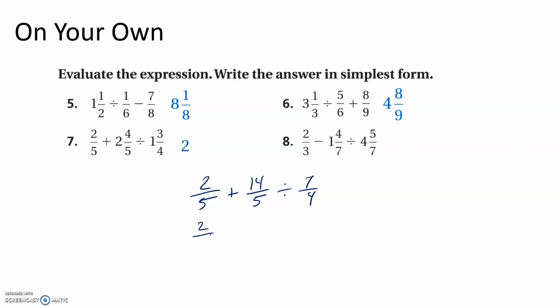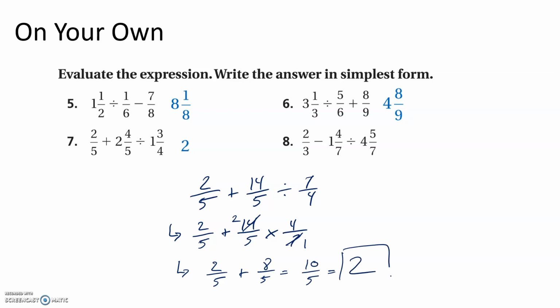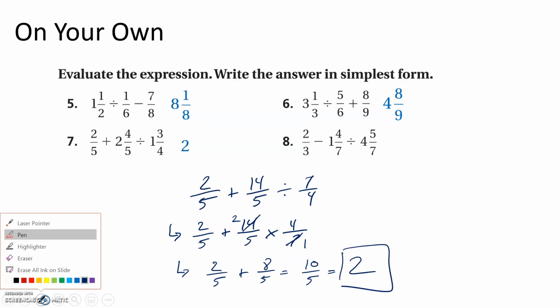So that's 2/5 plus 14/5 times 4/7. And I can reduce these, 2, 1. So that's 2/5 plus 8/5, which equals 10/5, which equals 2. All right, last one, number 8.